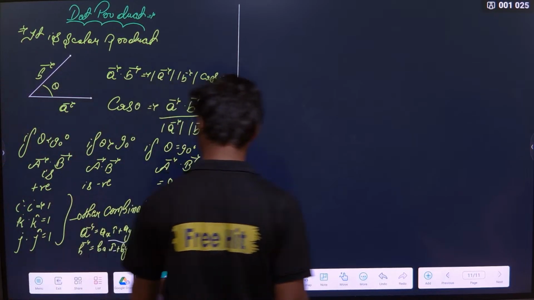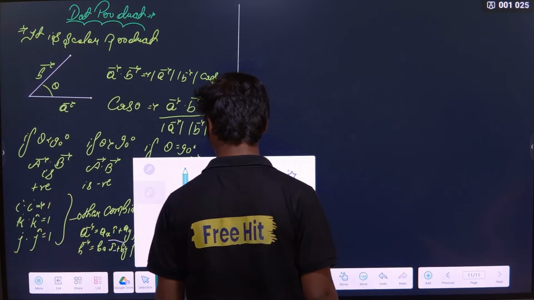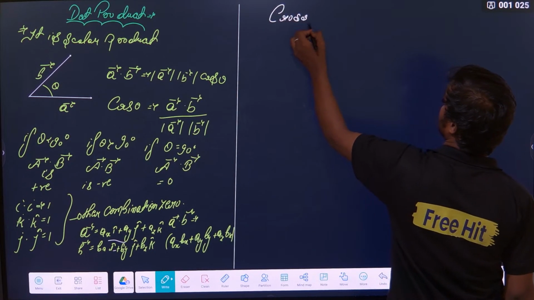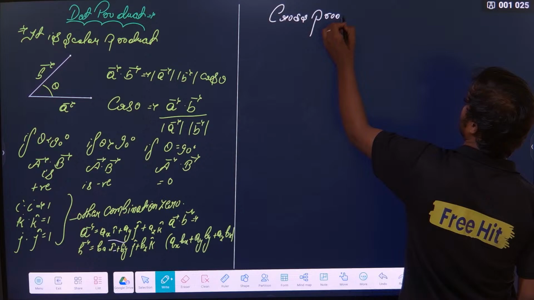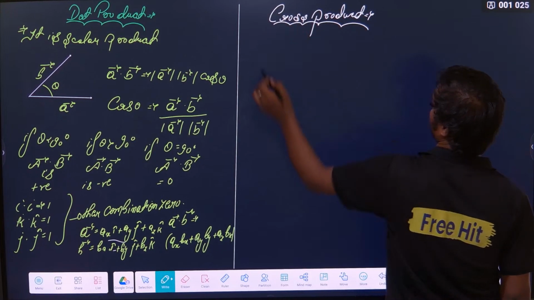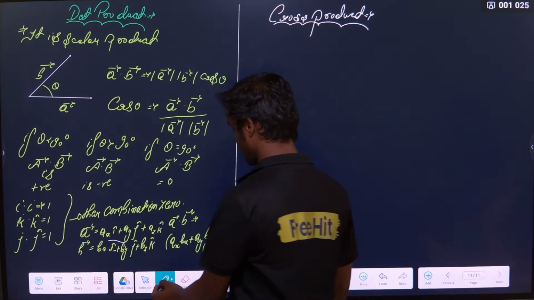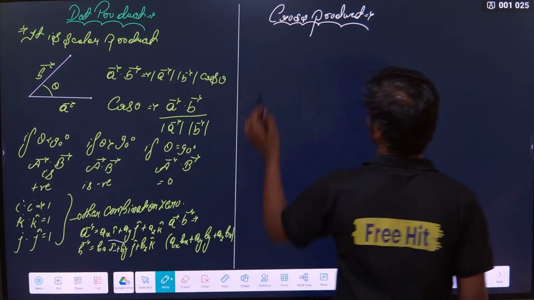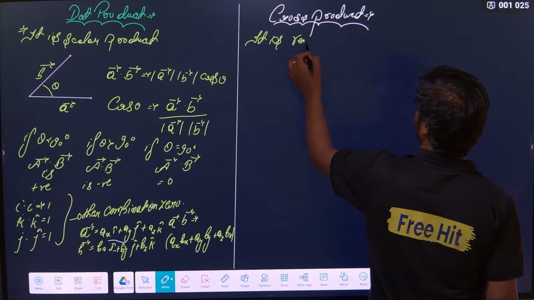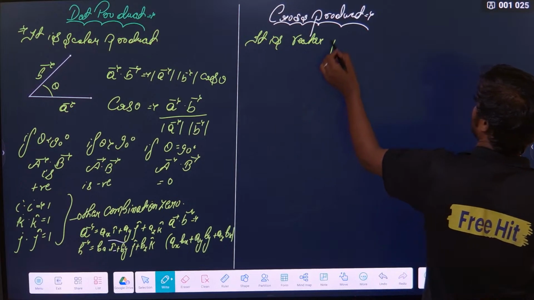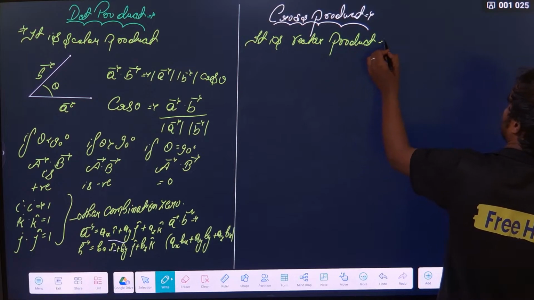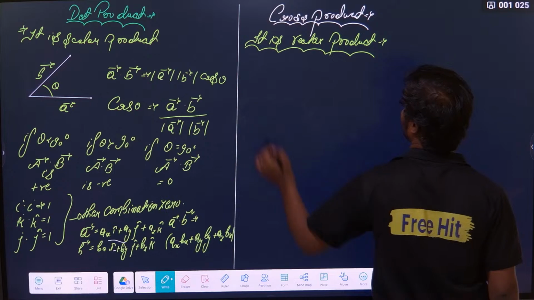Now the next important point is, after this we have the cross product. What is the cross product? Cross product is simply defined as a vector product. It is defined as a vector product.